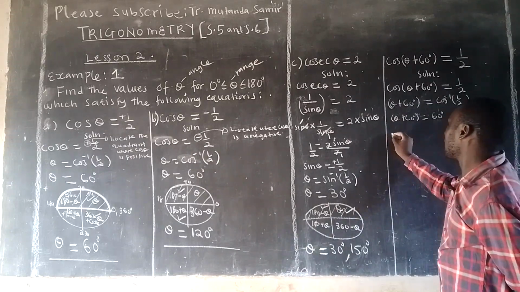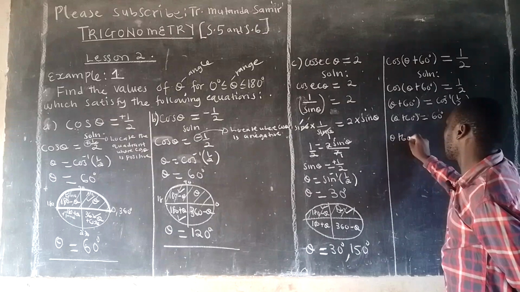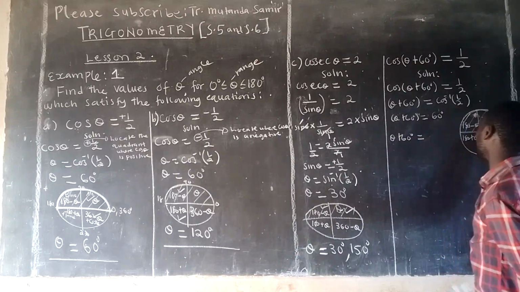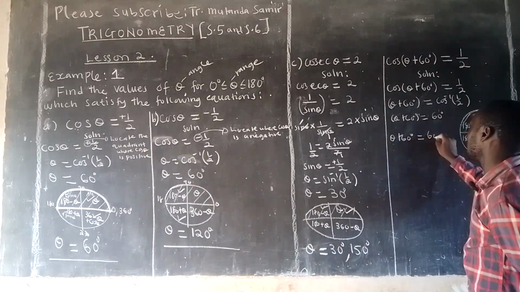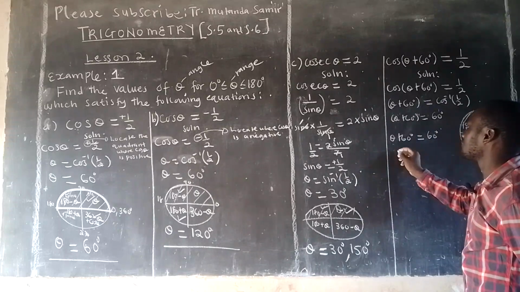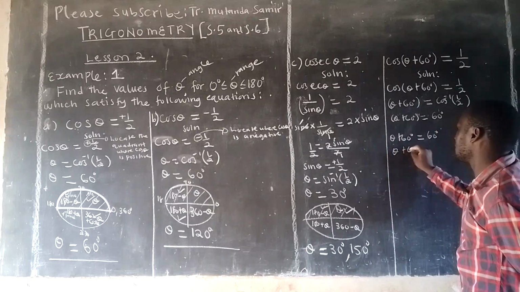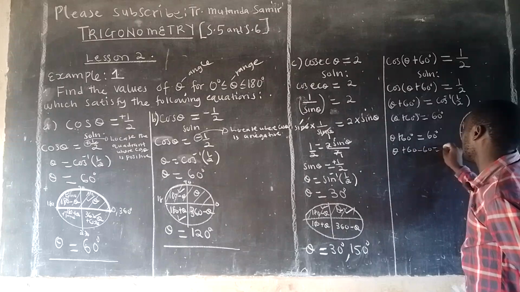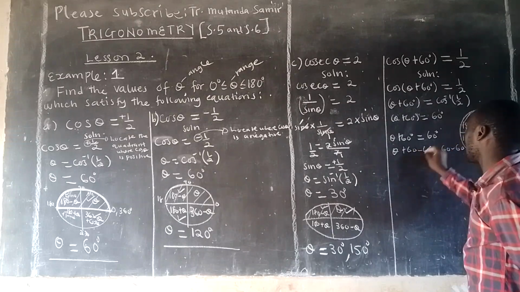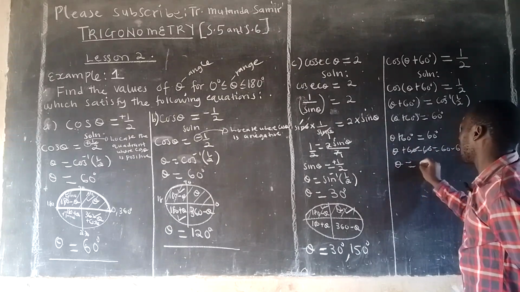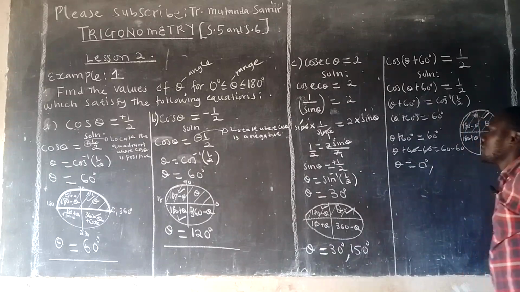So theta plus 60 degrees equals just theta, since our answer is in the theta region. Solve. So it will be theta plus 60 minus 60 equals 60 minus 60. This goes away. So now your theta will be equal to 0 degrees.